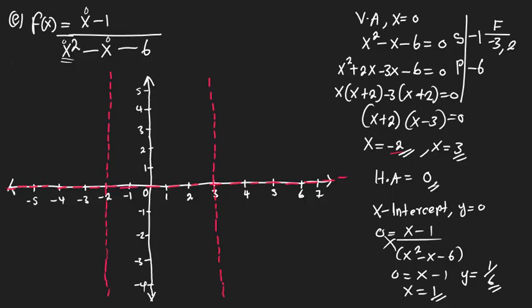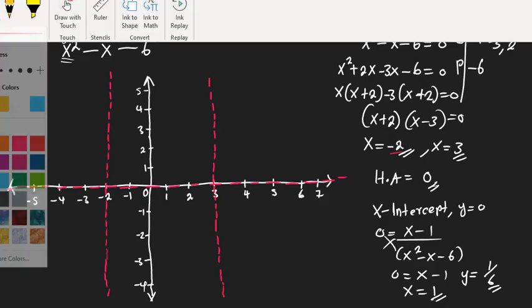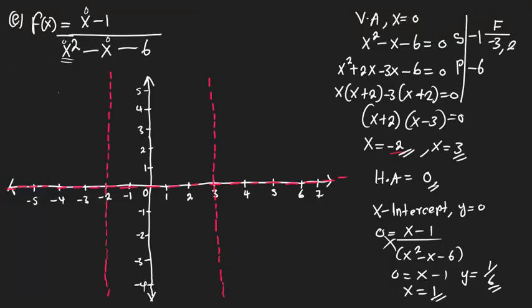Where is my x-intercept? The x-intercept is at this point, at x is equal to 1. X is equal to 1 is here. That's my x-intercept. The y-intercept is at y is equal to 1 over 6, which is 0 point something. So let's just put it here. Okay, then we can deal with the asymptotes.